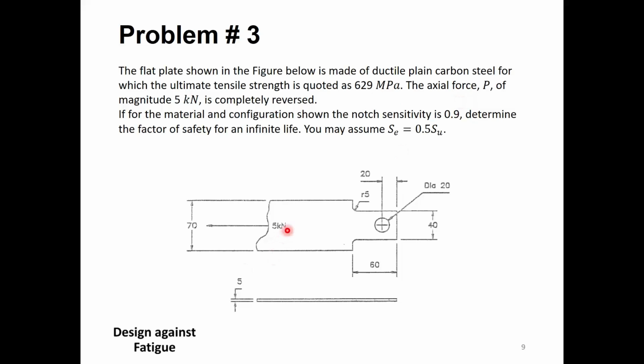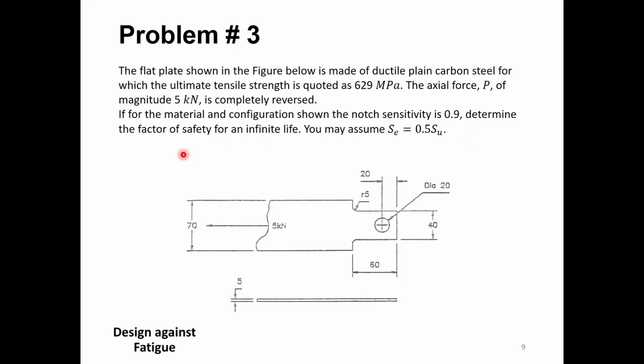The axial load, you see here, we have an axial load of 5 kilonewton. So the axial load P of magnitude 5 kilonewton is completely reversed. Completely reversed here means that the maximum force is plus 5 kilonewton and the minimum force is negative 5 kilonewton. So F max is plus 5 kilonewton, F min is negative 5 kilonewton. If for the material and configuration shown, the notch sensitivity is given as 0.9. So the q value here is given as 0.9.